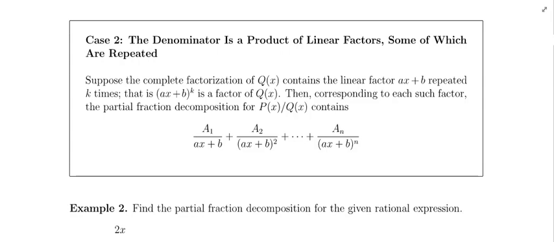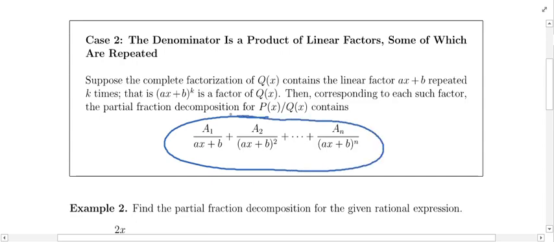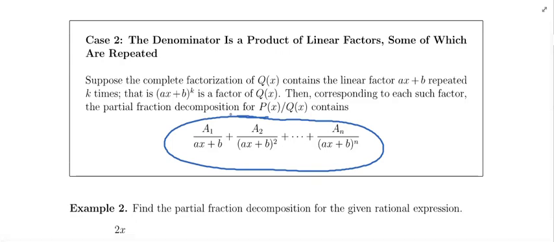Then, corresponding to each such factor, the partial fraction decomposition for the fraction p of x over q of x is going to contain this, what you see right here. So what's going on here? We still look at the denominator. When we factor it, all the factors are linear, so in each individual factor the highest power of x is the first power. However, you are going to see a repeated factor somewhere.